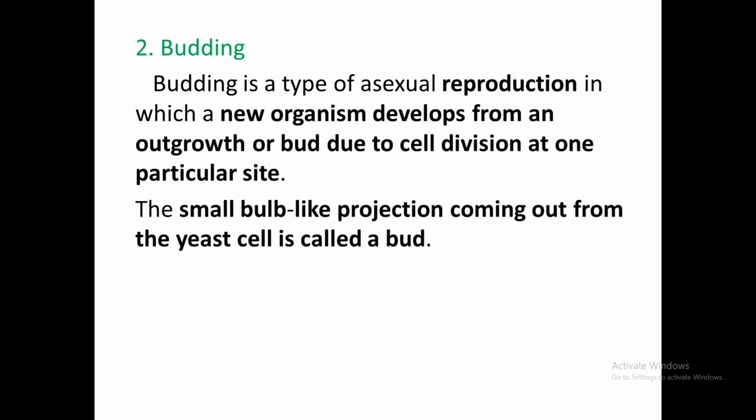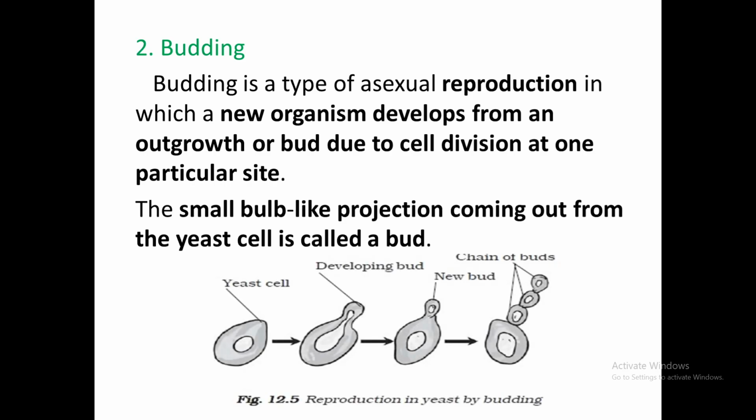Budding is the type of asexual reproduction in which new organisms develop from an outgrowth or bud due to cell division at a particular site. The small bulb-like projection coming out from the yeast is called the bud. So here you see through the diagram, here is a yeast cell, and that yeast cell has some small bulb-like structure or outgrowth, which we can call a bud. And here you can see chains of buds, so one bud, two buds, three buds, like this a chain of buds is forming.